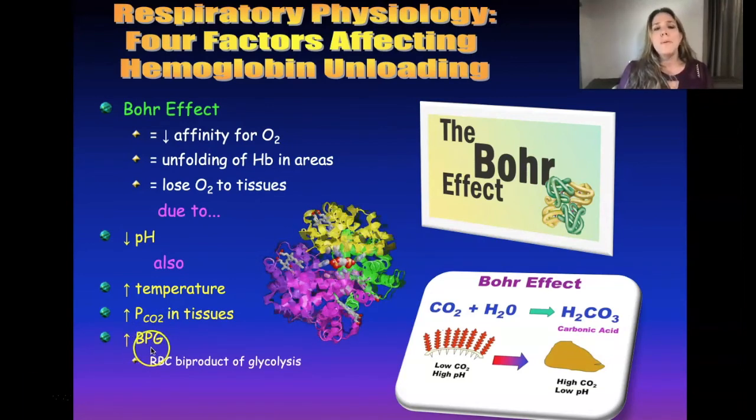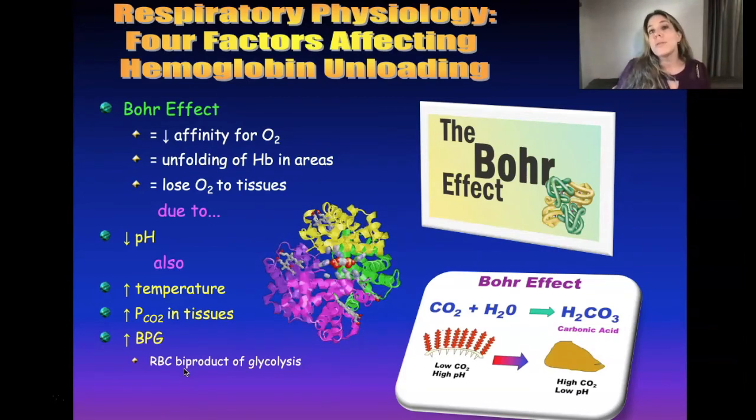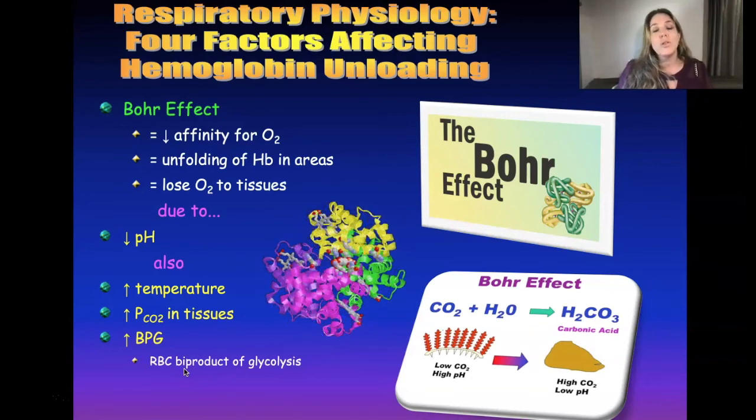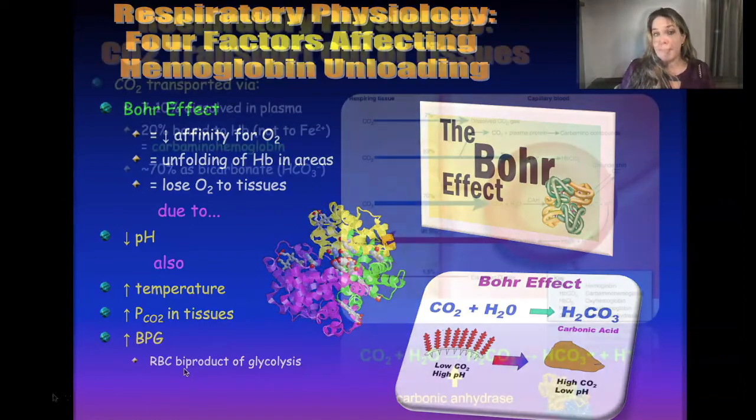There's another compound that's going to affect this. This is called BPG, and it's something that our red blood cells will give off as they're undergoing glycolysis. And so the more BPG that occurs, the less affinity hemoglobin is going to have for its oxygen, and it's going to give up the oxygen more easily. It's going to have more unloading.